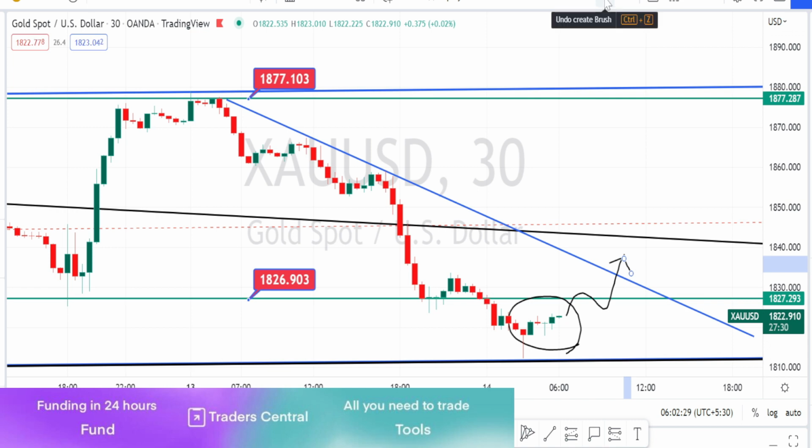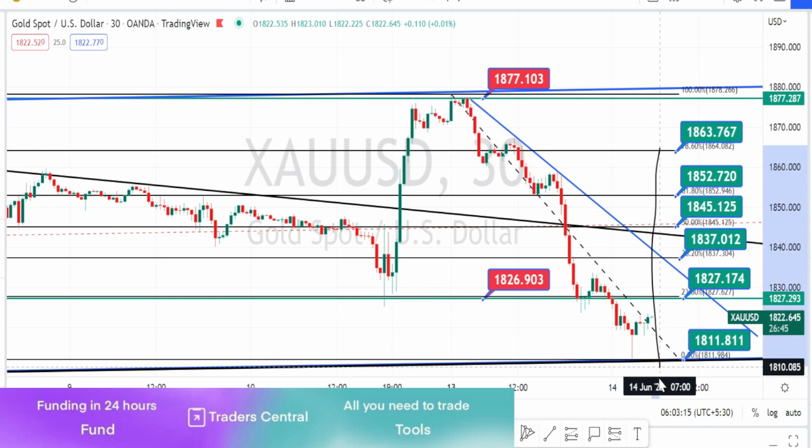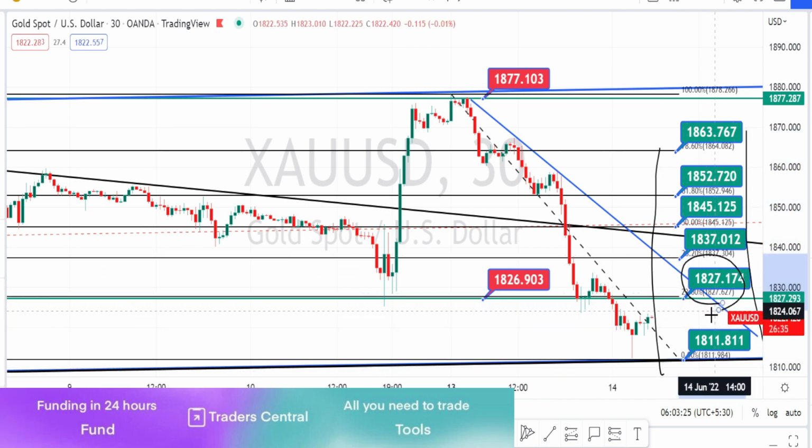Let us mark the support and resistance levels. So the values within these green color boxes are the resistance and support levels for 30 minutes time frame. Currently this level of 1827 is a very strong resistance level because it is from the higher time frame.